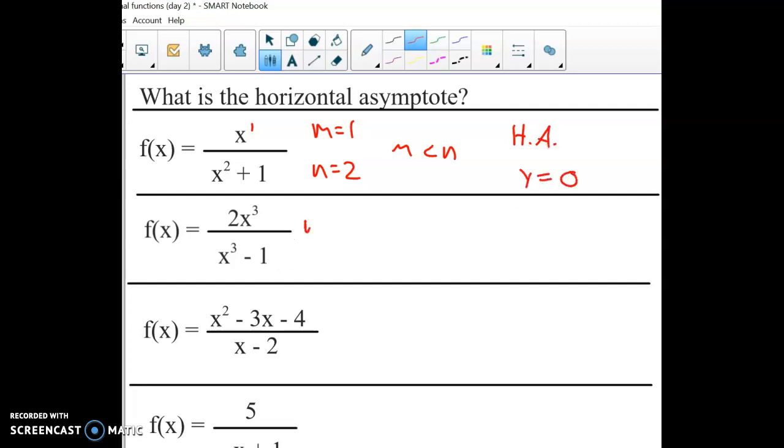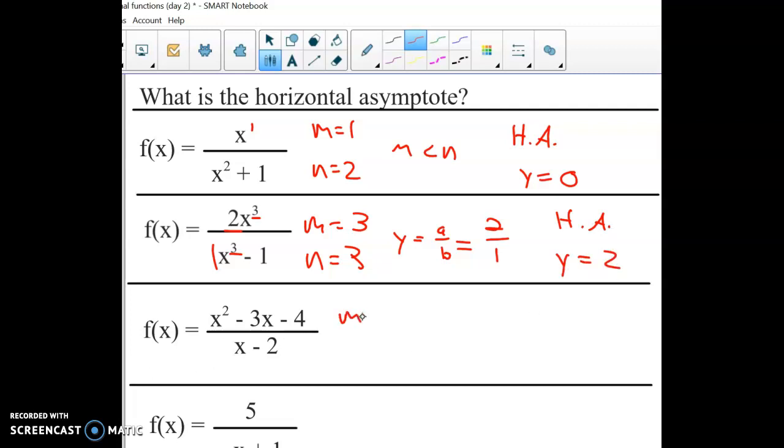All right, next one we have m equals 3. Here's our highest exponent. And n is also equal to 3. So that's the middle case. So our horizontal asymptote is y equals a over b, where they're the leading coefficients. So we have a 2 here and a 1 in the bottom. So we do 2 over 1. So our horizontal asymptote is just the line y equals 2.